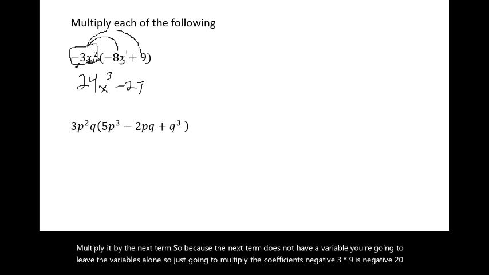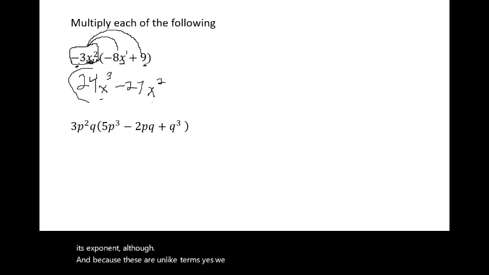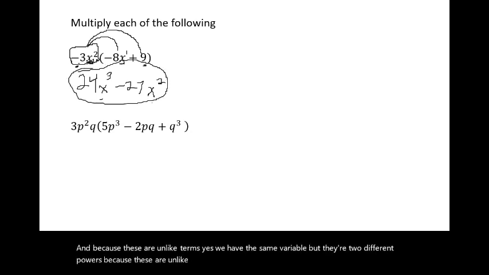And because this term has a variable and this one does not, you're just going to leave the x and its exponent alone. And because these are unlike terms, yes, we have the same variable, but they are two different powers. Because these are unlike terms, this is our final answer.